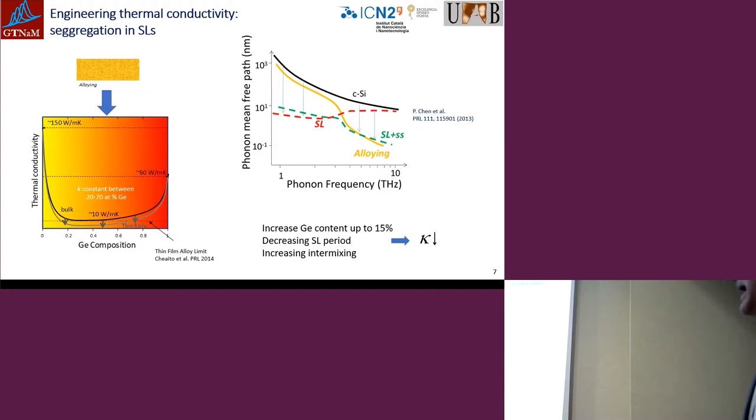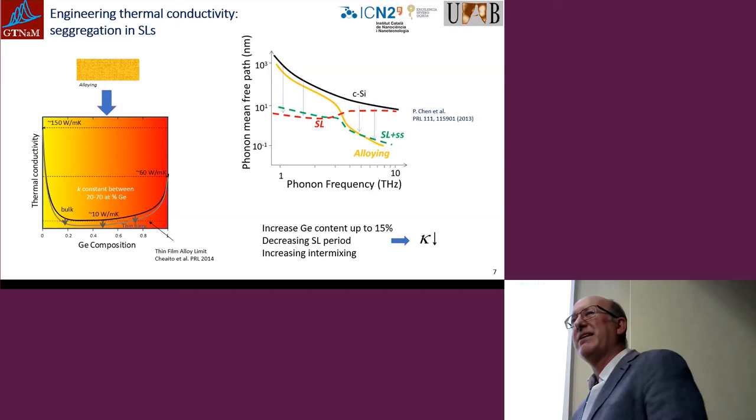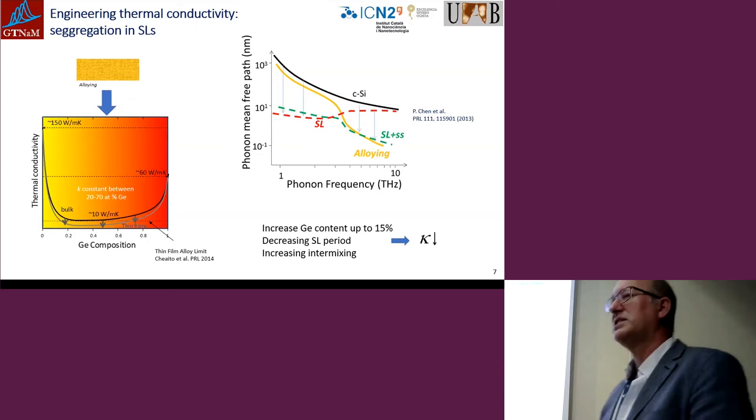So you are going to decrease the mean free path of those phonons, which at the end is going to have an effect on the thermal conductivity. If you go into a superlattice or thin films, but a superlattice, you will have an effect on the low to medium range phonons in this regime over here. And of course, if you can have a superlattice in which you can have this mixing, then you can probably benefit from those two reductions, and you can have a system with an even lower thermal conductivity.